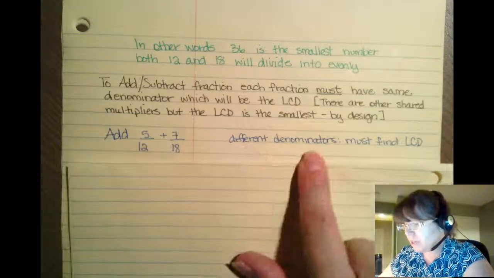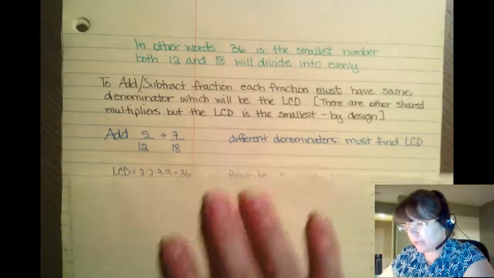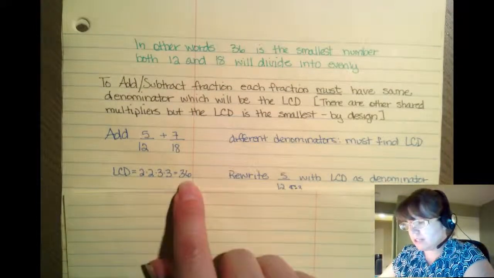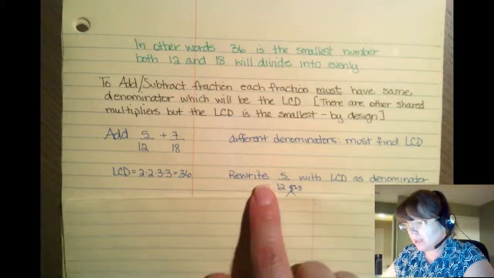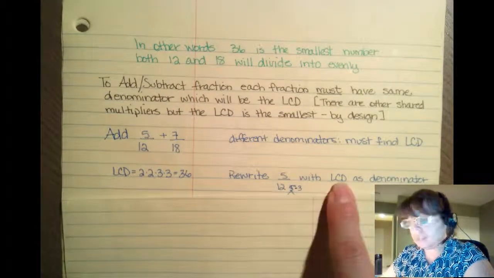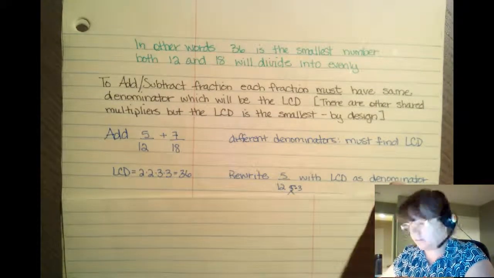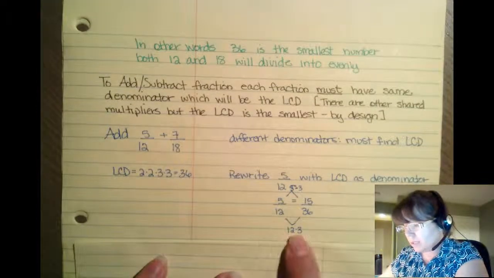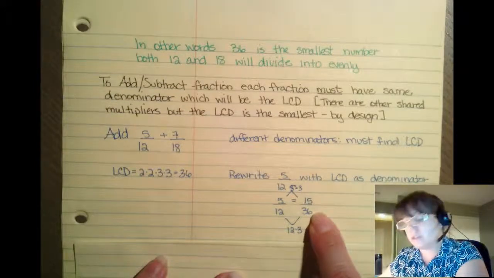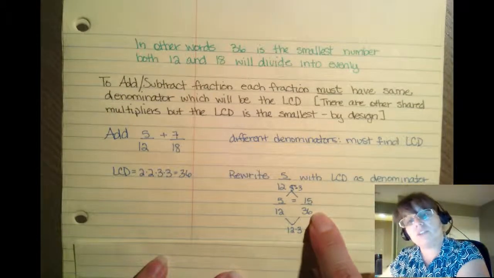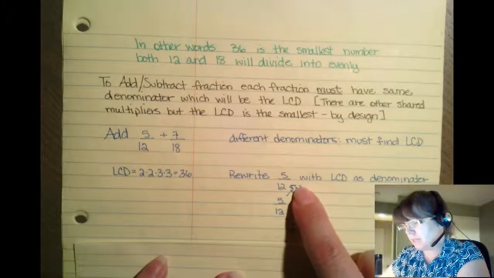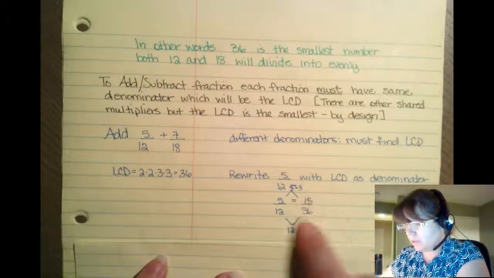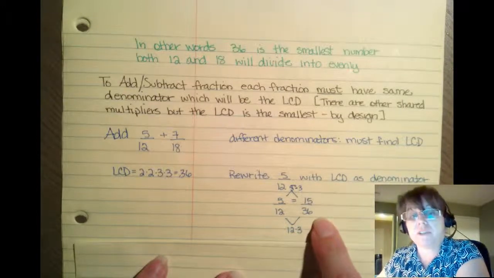So they're different denominators. We must find the LCD. We already did. So it's 2 times 2 times 3 times 3, which is 36. We're going to rewrite the 5/12 with the LCD as the denominator. And here's what we do. 12 we multiplied by 3 to get to 36. So we have to do the same thing to the numerator. 5 times 3 will be 15. So our rewritten fraction is going to be 15 over 36.